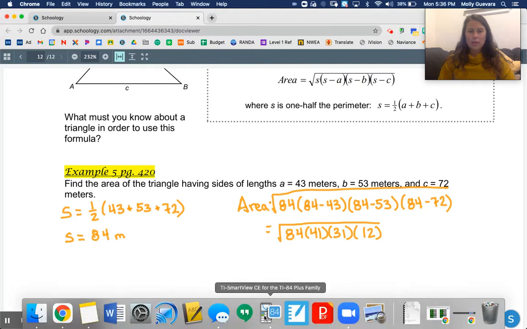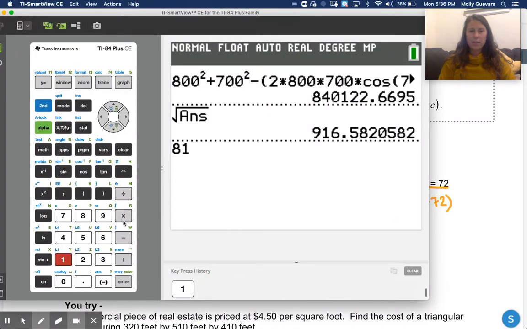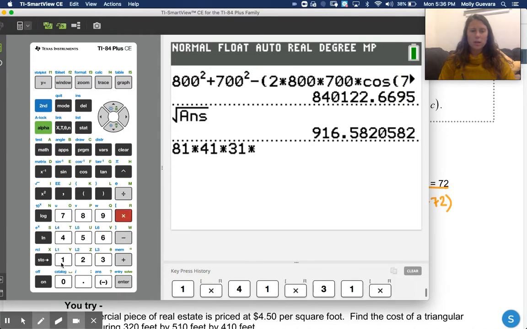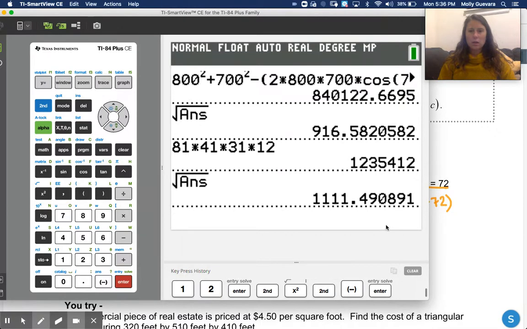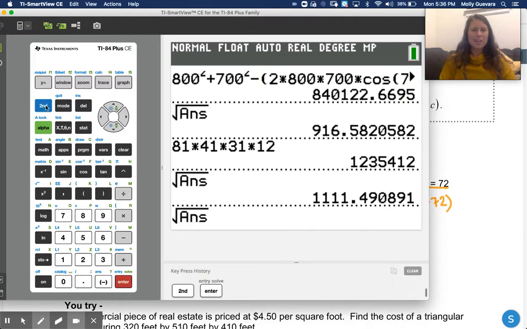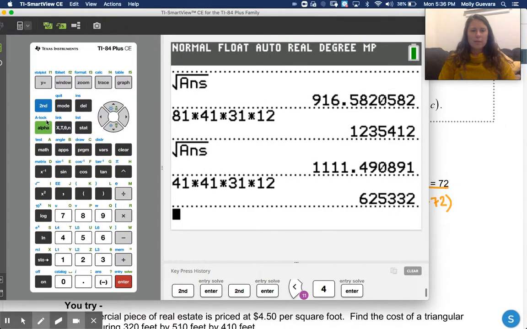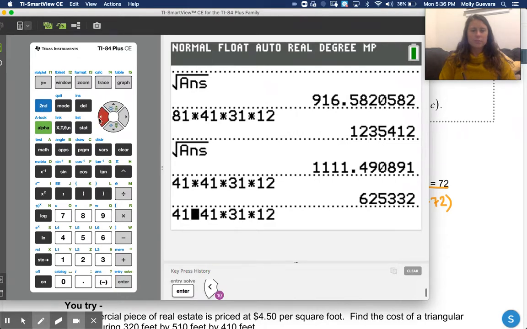So that is what I'm going to enter into my graphing calculator. So 81 times 41 times 31 times 12. And then I'm going to take the square root of that. And I get, oh, I did 81. That's why you guys have to yell. I'm like, that answer is not right. Not 81, it's 84. There we go.